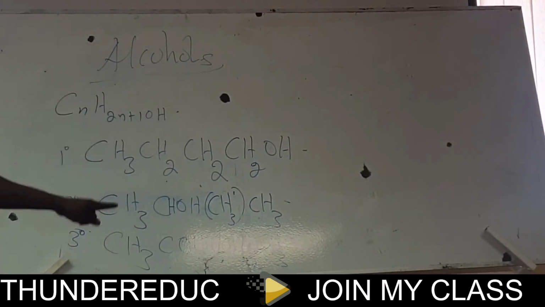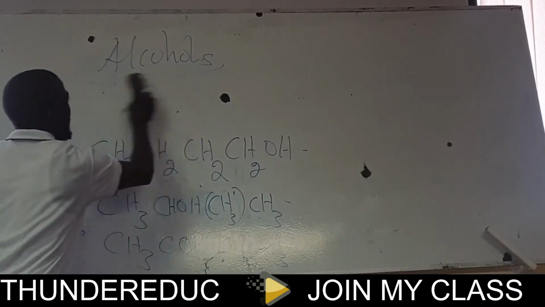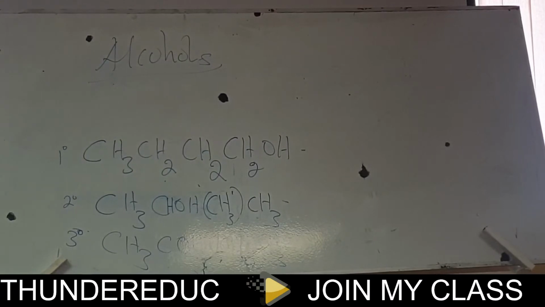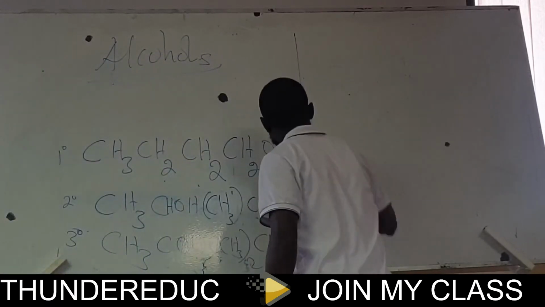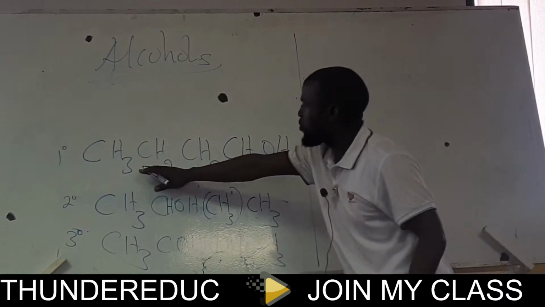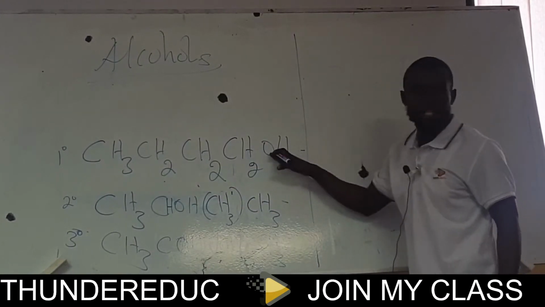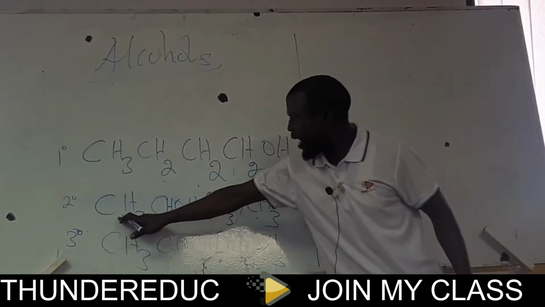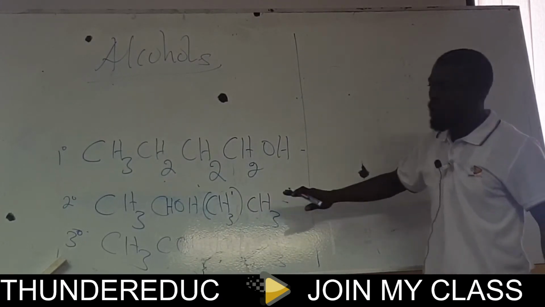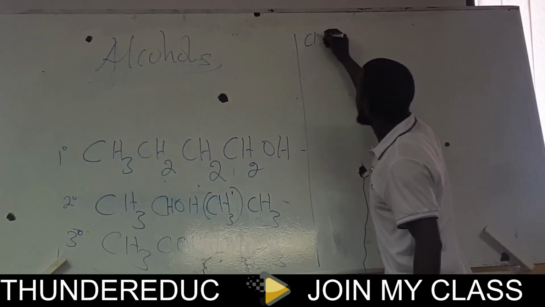Now, let me draw it there. I expand it so that you see it clearly. Why am I saying primary, secondary, and tertiary? We can bring it like this. When I'm writing, this one is simple. Everything is fine, the OH is at the end. But here, this is where I want. You understand? Okay, let me expand it. CH.